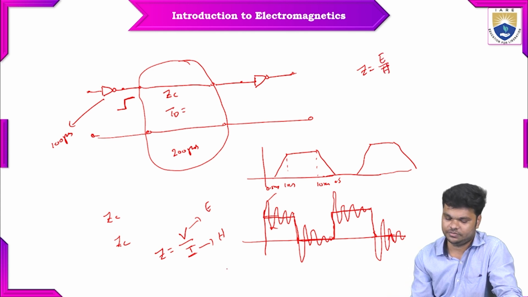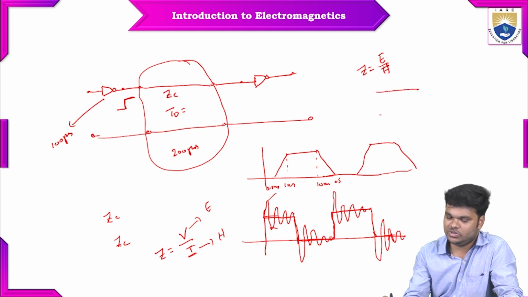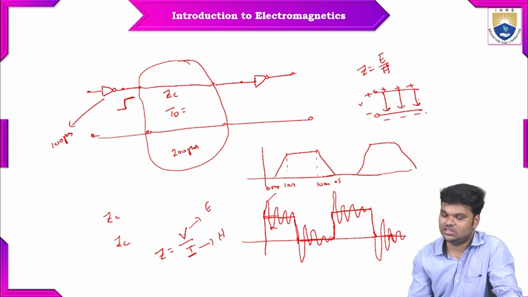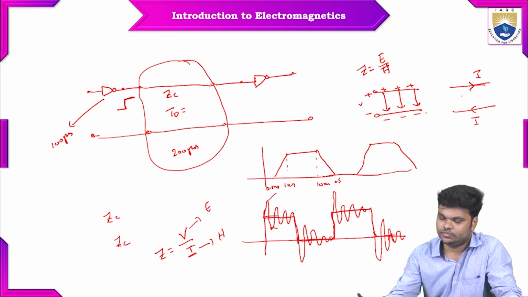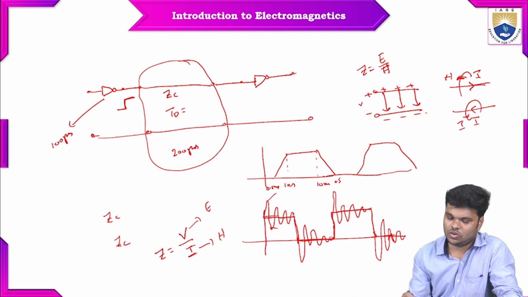E by H, right? Because if I excite a transmission line with a voltage V, there will be an electric field like this. If I excite a transmission line with a current I, there will be a magnetic field like this. So I can relate this voltage to the electric field here, and I can relate this current to the magnetic field here. From this, I can get impedance.